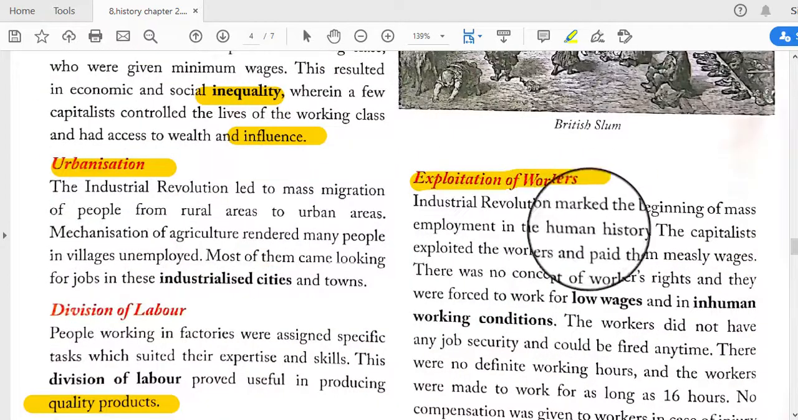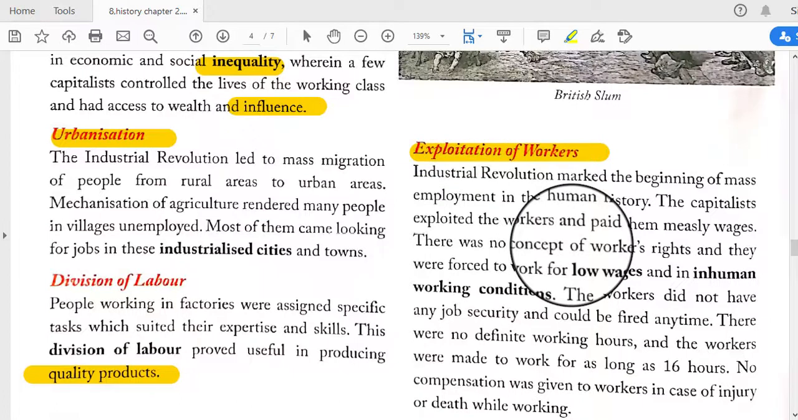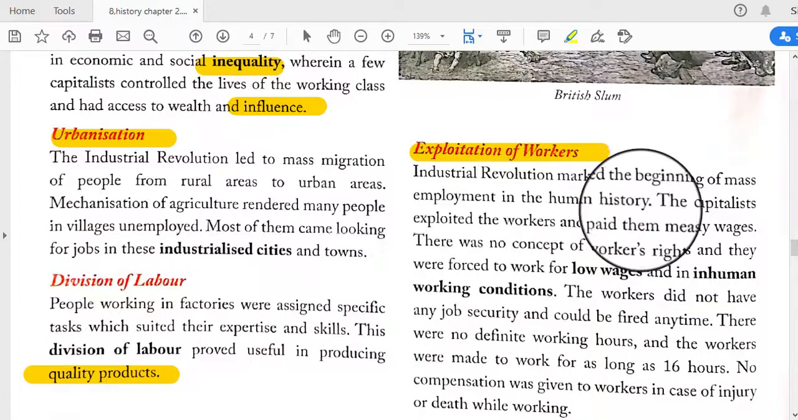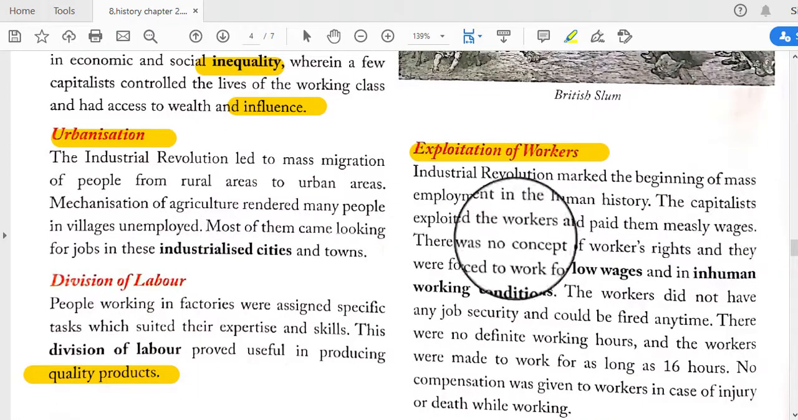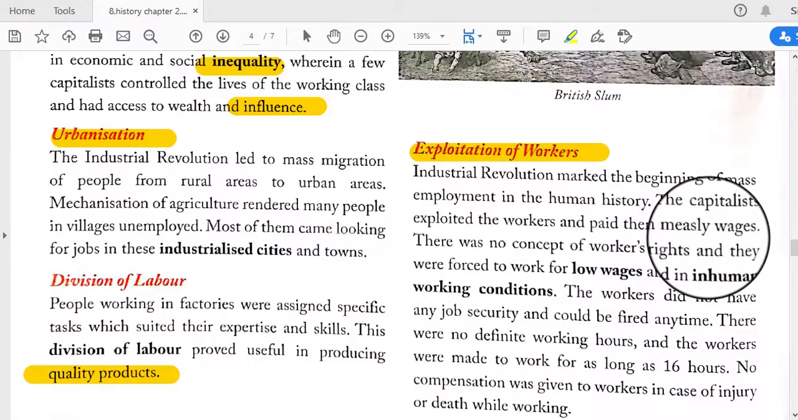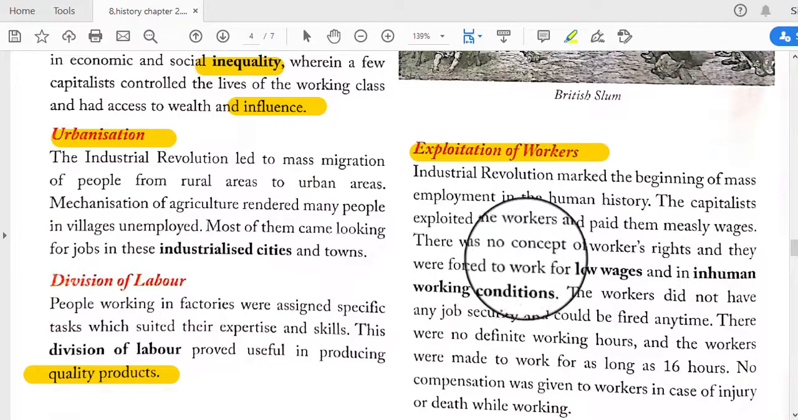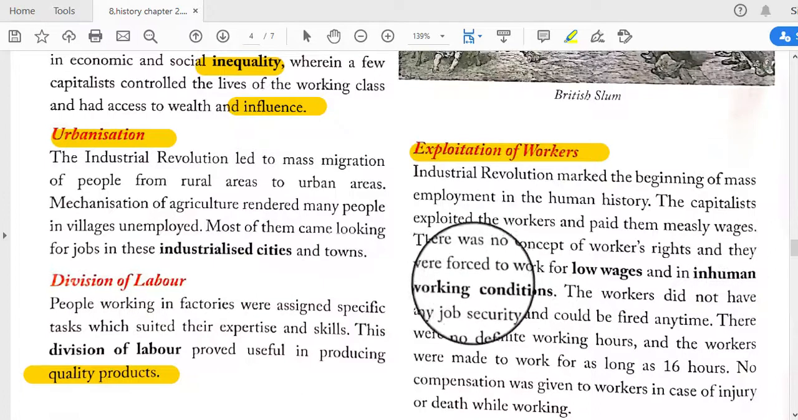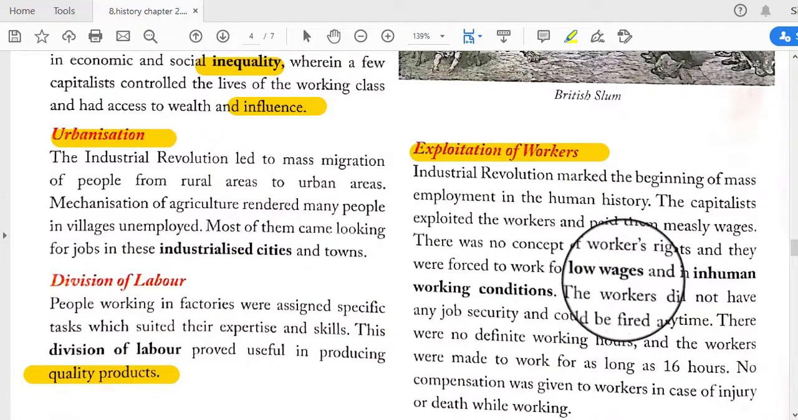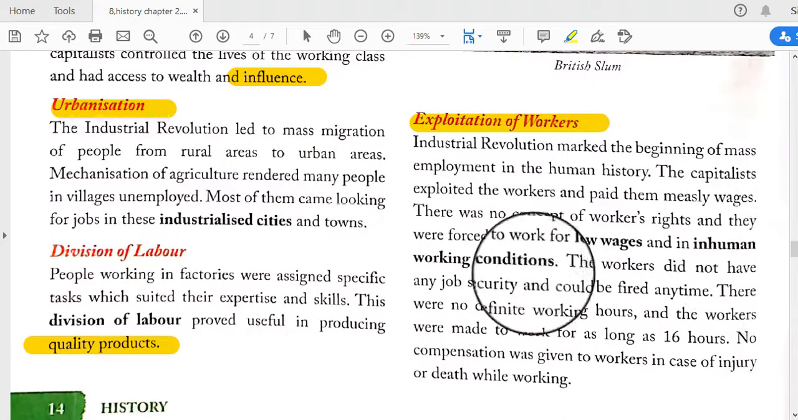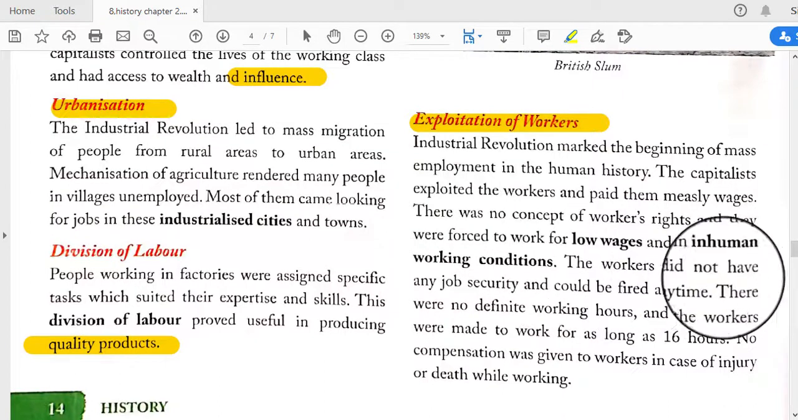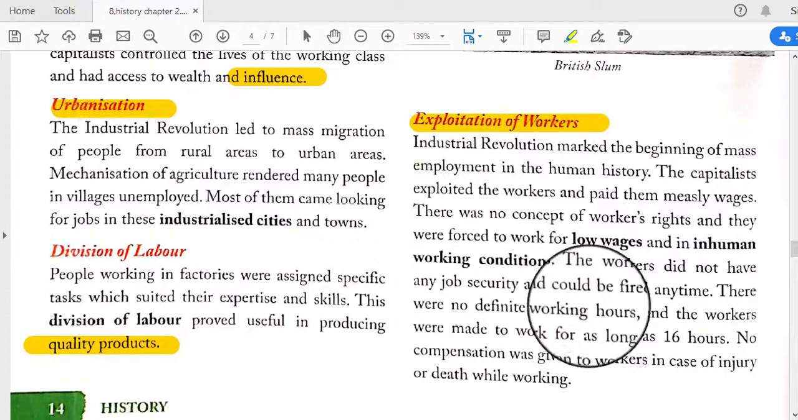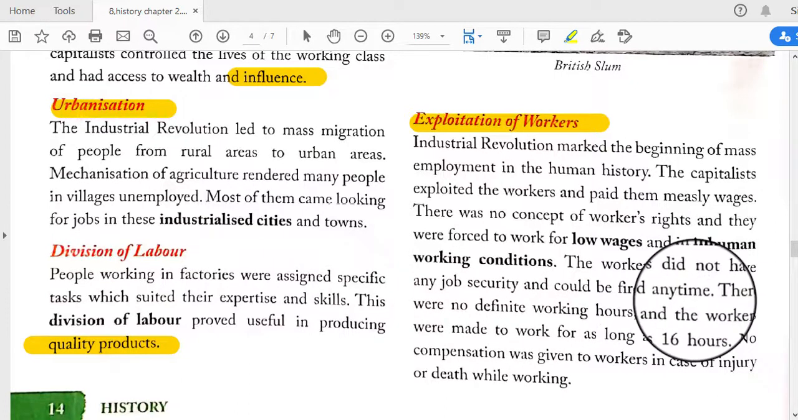Next is exploitation of workers. The Industrial Revolution marked the beginning of mass employment in human history. The capitalists exploited the workers and paid them measly wages. There was no concept of workers' rights and they were forced to work for low wages and in inhuman working conditions. So the workers did not have any job security and could be fired anytime.